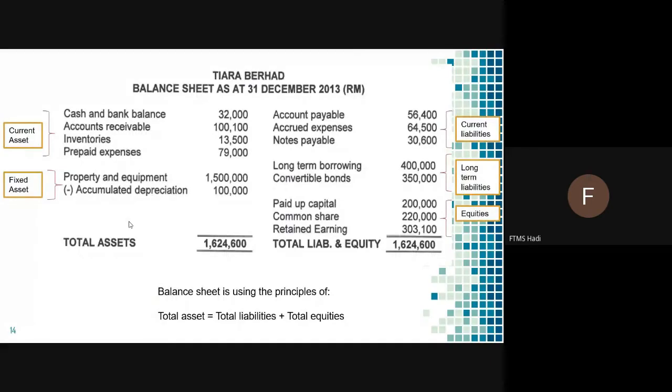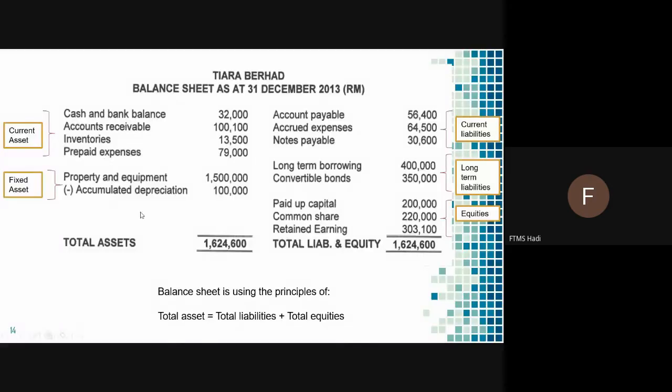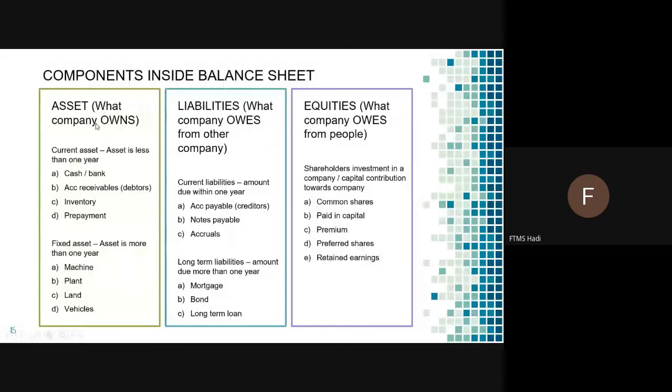I will come back to this one later, but let's have a look at the components inside the balance sheet. Asset is this part. Asset means what the company owns or what the company has. So asset is divided into two sections, which are current asset and fixed asset.